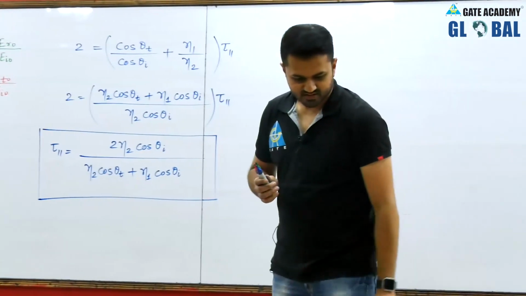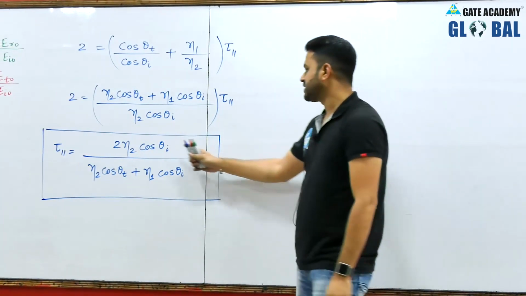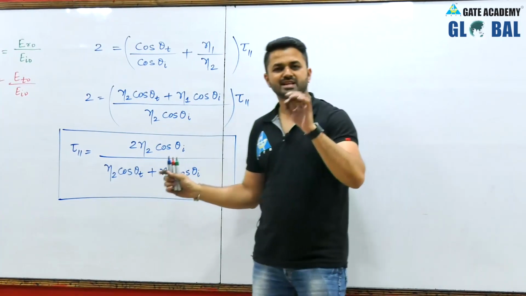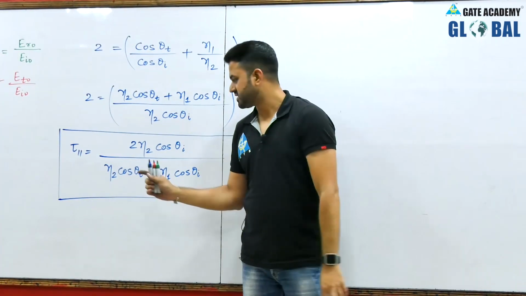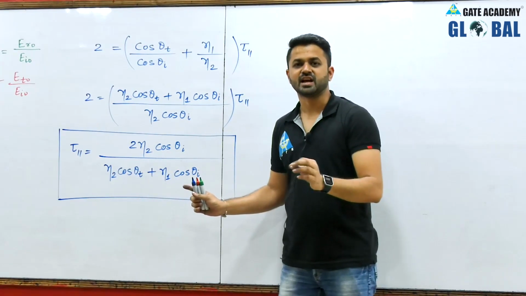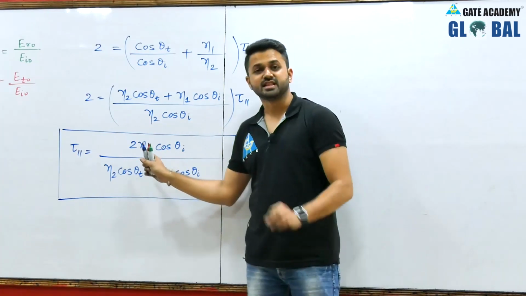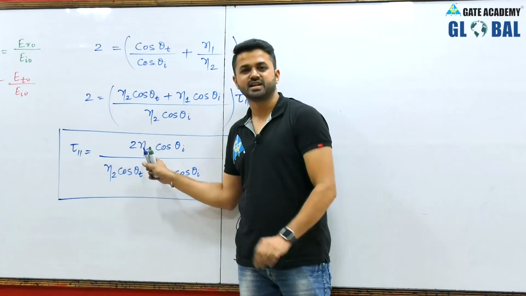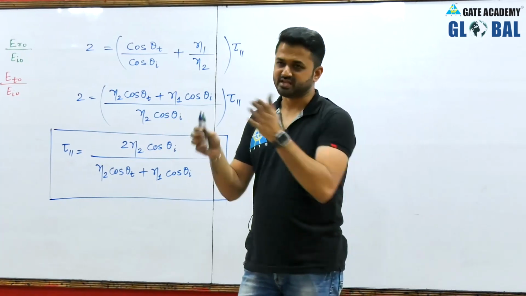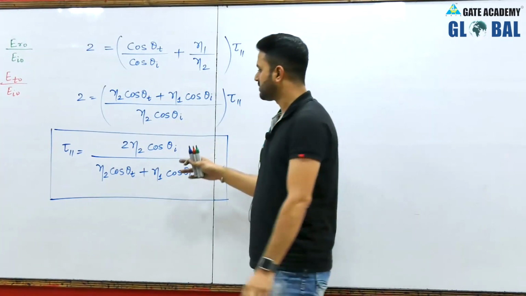Let me check once the formula for that. Yes. So 2 eta 2 cos theta I divided by eta 2 cos theta t plus eta 1 cos theta I. The second medium associated angle is the transmitted angle. The first medium associated angle is the angle of incidence, theta I. In the transmission coefficient, in the numerator it is eta 2, but the angle of incidence we have to consider. So the second medium and the first angle. You can relate and remember this formula.